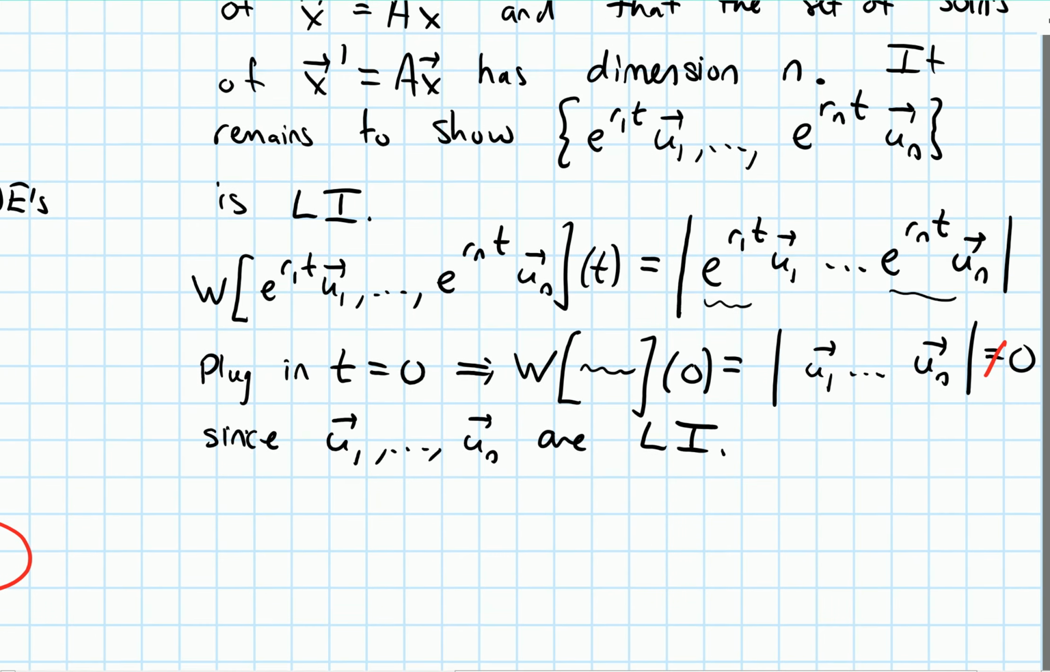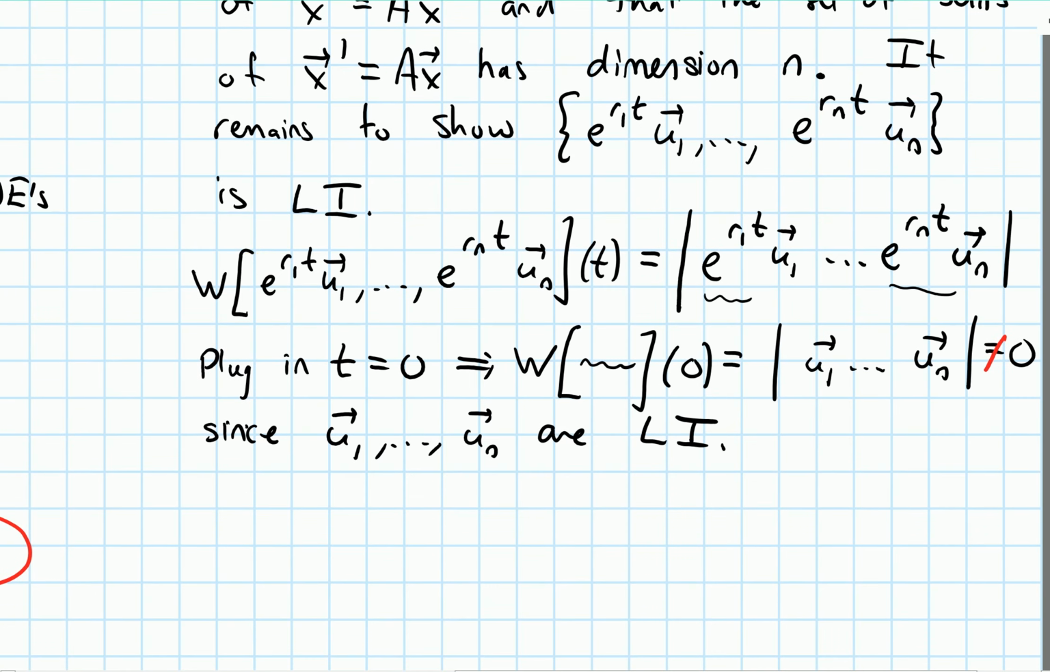So just to recap again, because these functions were solutions to our ODE, the Wronskian is either never 0 or always 0. And now we've plugged in a specific value for t and found that the Wronskian is not 0 for this specific value of t. But that means that the Wronskian is never going to be 0.